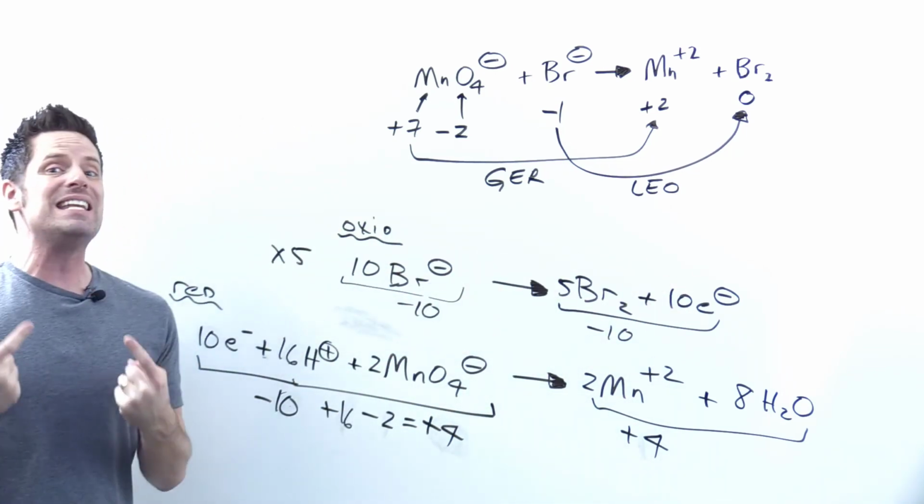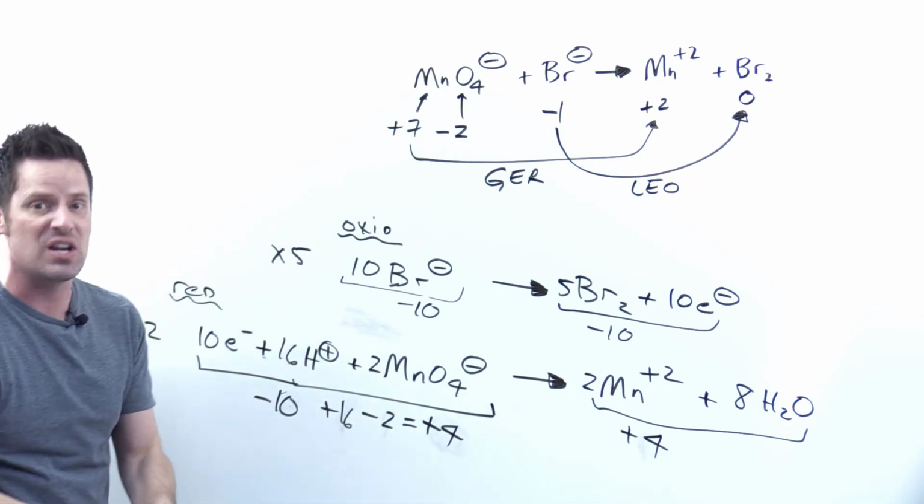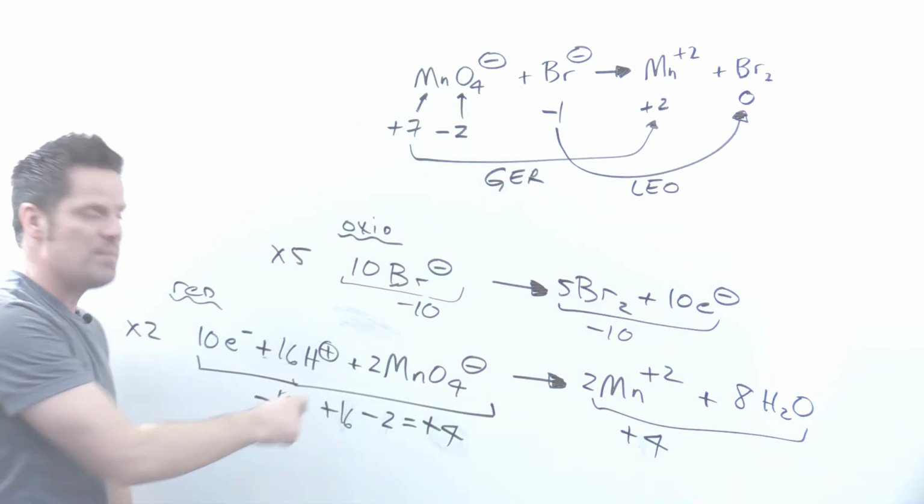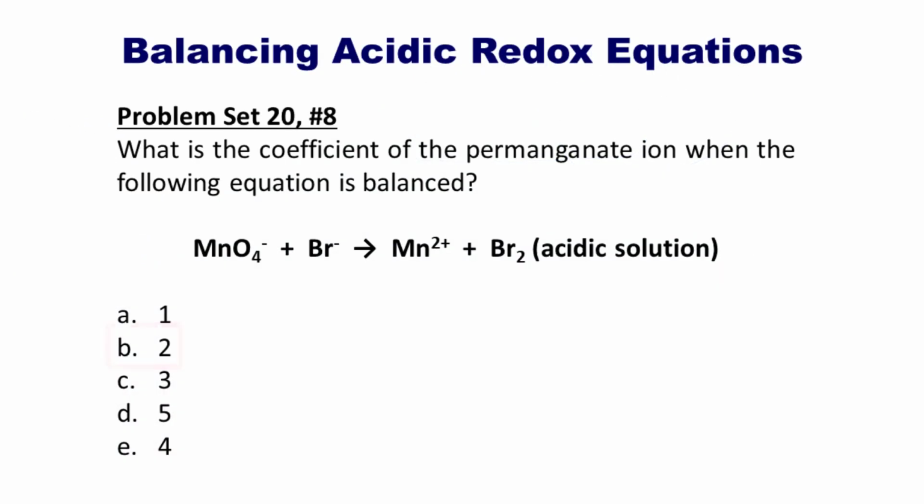And the question asked, what is the coefficient of the permanganate ion once you go through this entire process? This one right here. And as you can see, it is 2, which lines up with answer B.